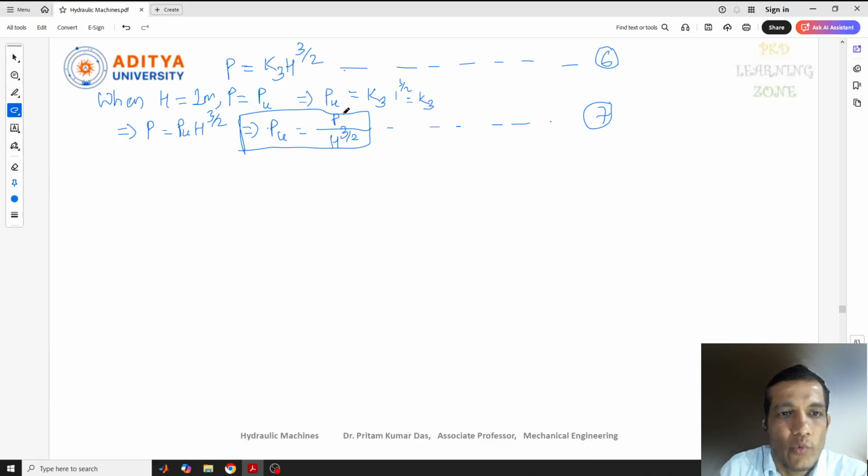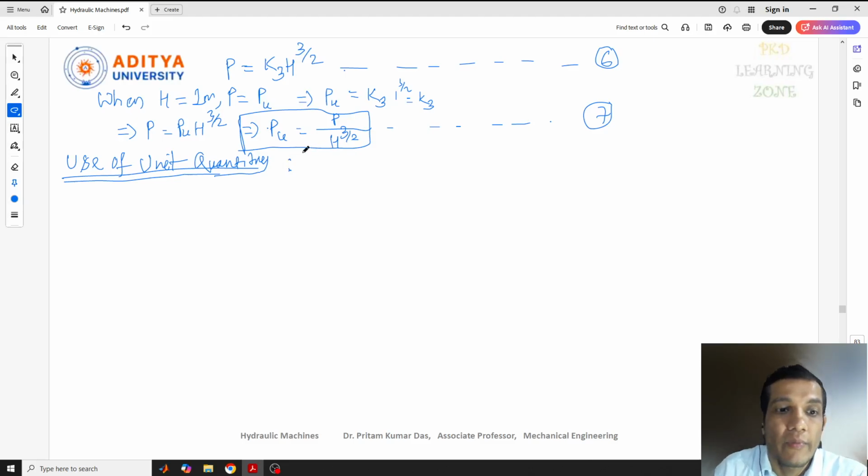Now what is the use of all these quantities? Already I told you the application of unit quantities, why we are studying this. Again I'm telling you, the use of these unit quantities: suppose the turbine is working on a single head. If it is working on different heads, then different behaviors of the turbine can be easily identified by these values, by these equations.